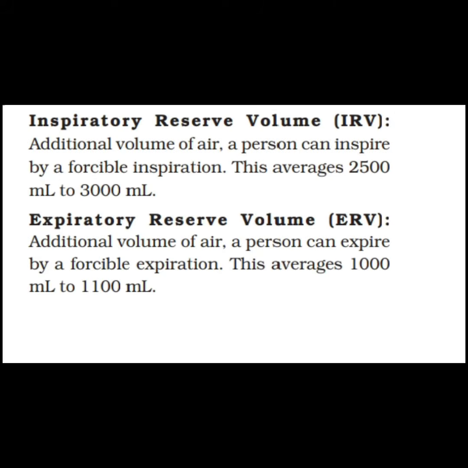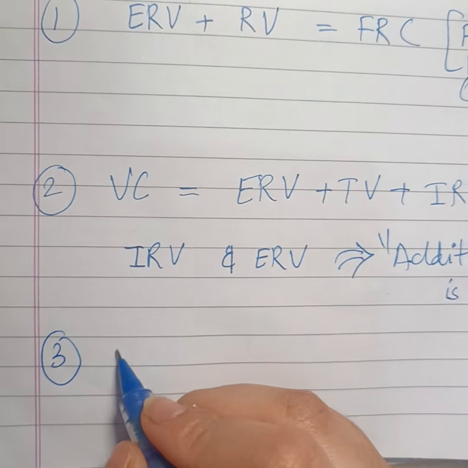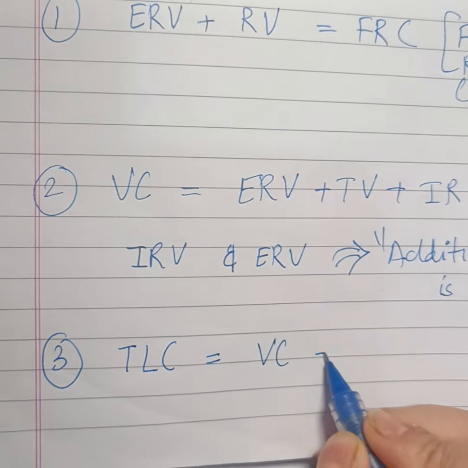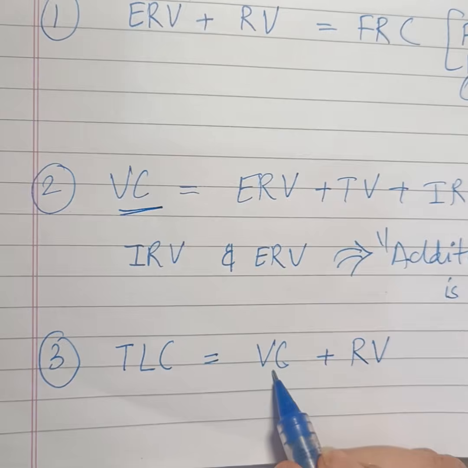Now the last respiratory volume which we are left with is the total lung capacity, which will include vital capacity and residual volume. We have already learned what is vital capacity, so we can summarize it according to the formula that it will be the sum of residual volume, expiratory reserve volume, tidal volume, and inspiratory reserve volume.